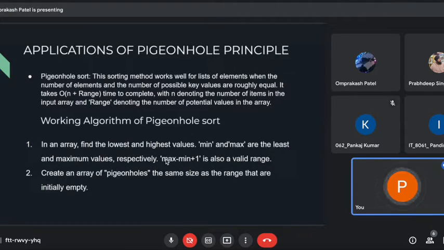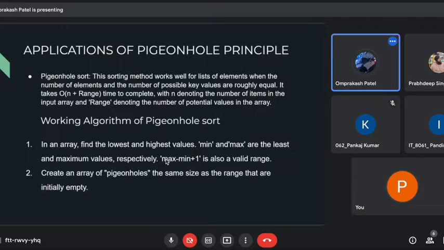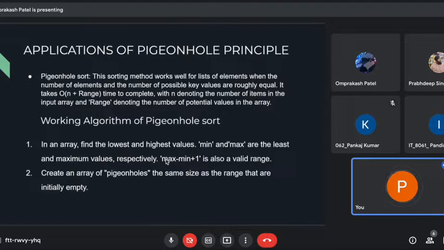Now, some of the applications of the pigeonhole principle. The first one is pigeonhole sort. This sorting method works well for lists of elements when the number of elements and the number of possible key values are roughly equal. It takes O of n plus range time to complete, with n denoting the number of items in the input array and range denoting the number of potential values in the array. Now, the working algorithm of pigeonhole sort.